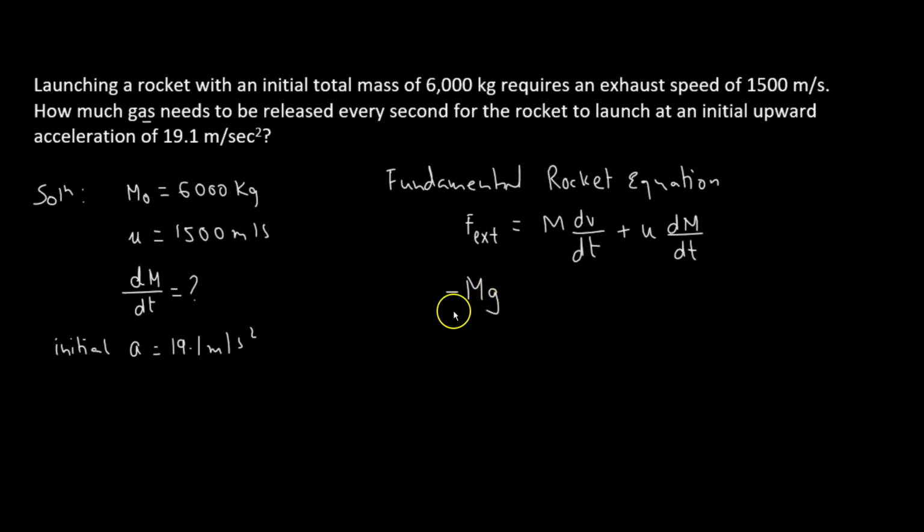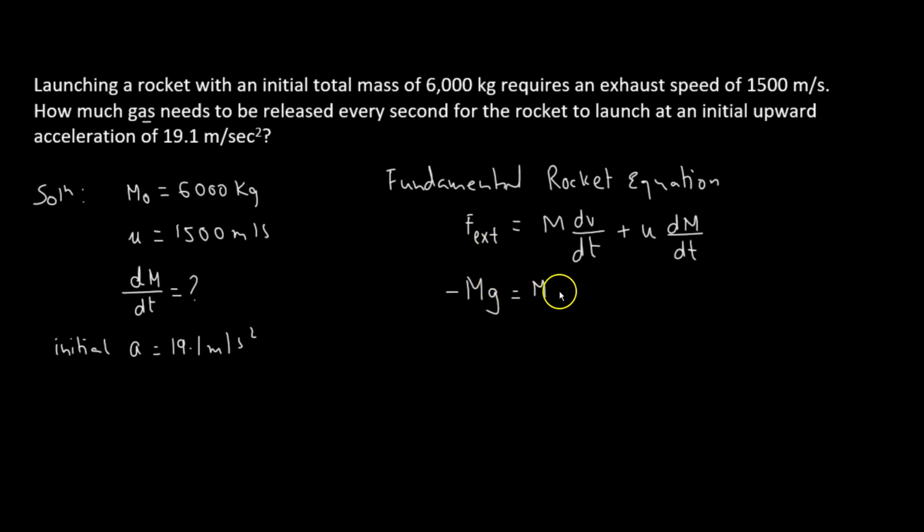The reason it's negative is that we have considered the ground to be the reference level, and as the rocket ascends upward, it will be negative mg, because mg will be in the downwards direction, whereas the external force, or the thrust, will be in the upwards direction.